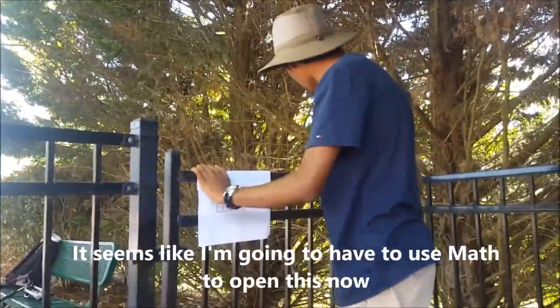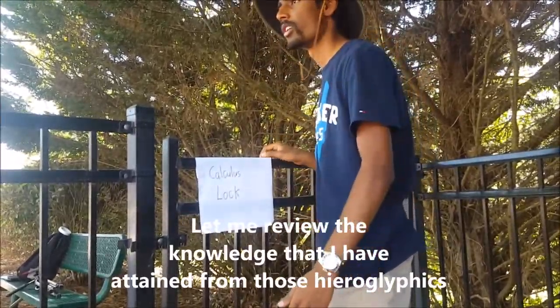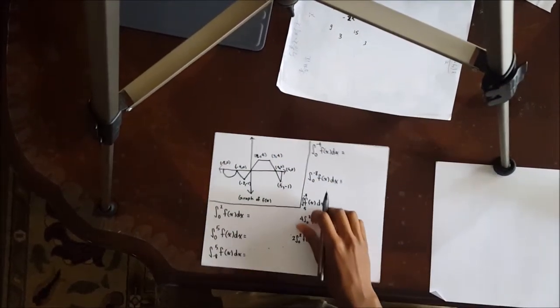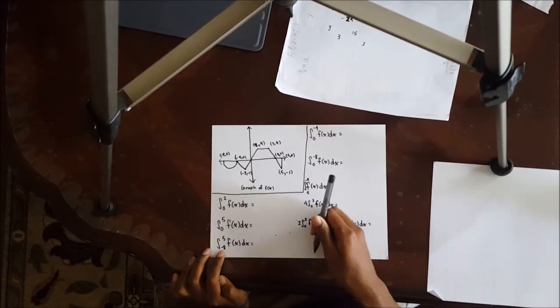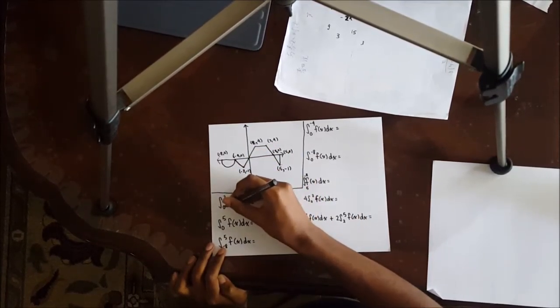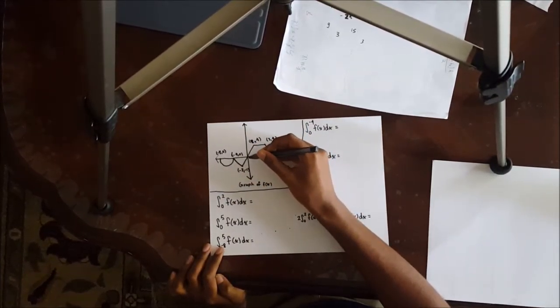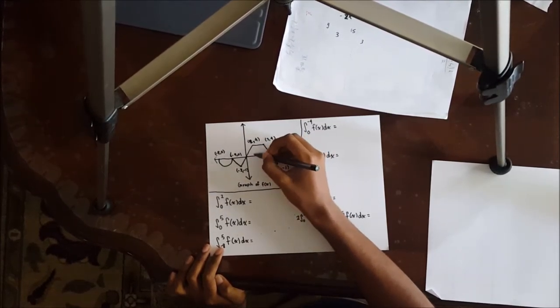It seems like I am going to have to use math to open this now. Let me review the knowledge that I have attained from those hieroglyphics to open this gate. In this scenario, we'll have to find a bunch of areas under the curve. So let's start off with the integral from 0 to 2 of f of x dx. So this is the graph of f of x, quite convenient. From 0 to 2, this is what we have. This is our left endpoint, right endpoint.